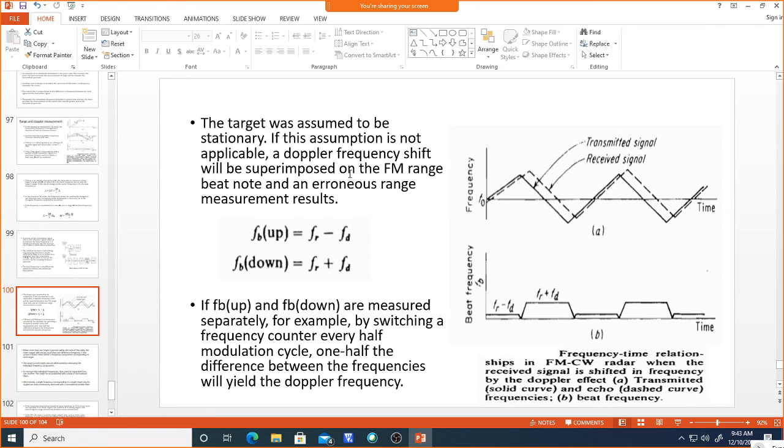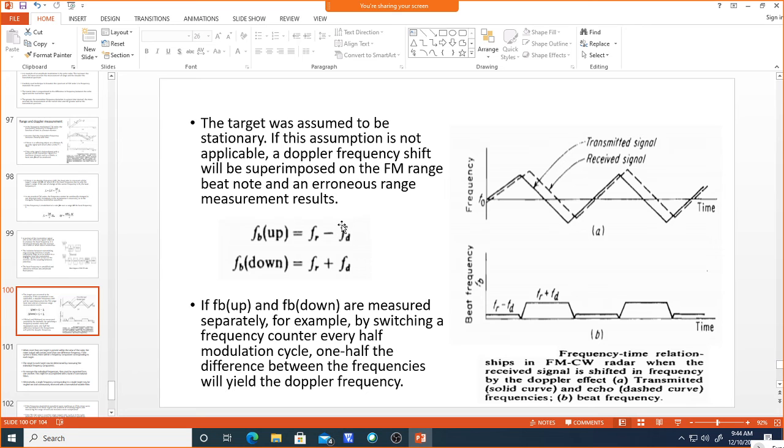Okay, so now with respect to that reference frequency, we can get this Doppler frequency. If it is FR minus FD, we call it the upbeat frequency, and if it is FR plus FD, it is the downbeat frequency. Why? Because FR plus FD means the target is approaching the receiver, so the range is decreasing, and we call it the downbeat frequency. And if it is going away from the receiver, it is the upbeat frequency.